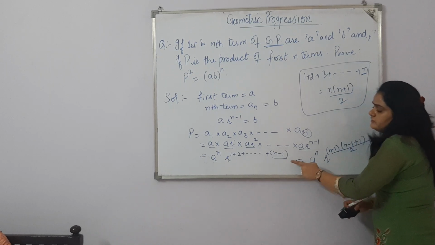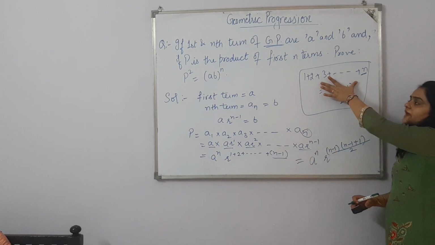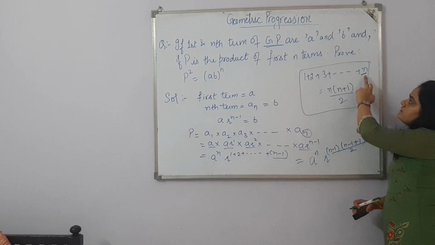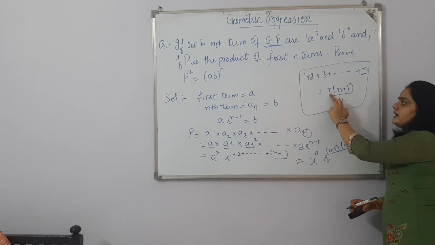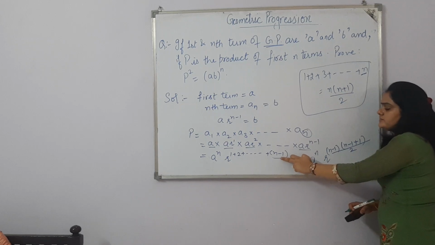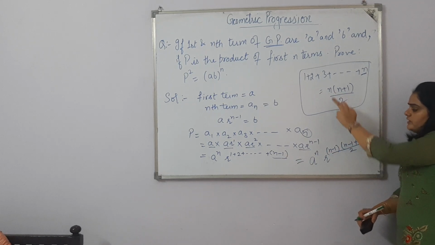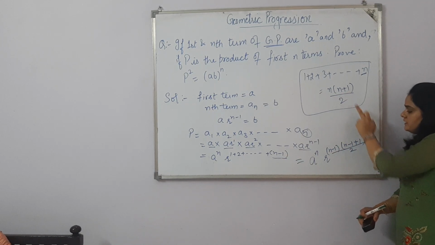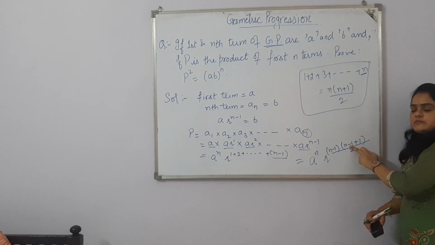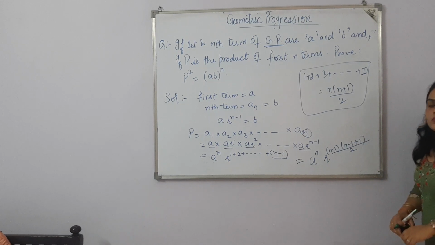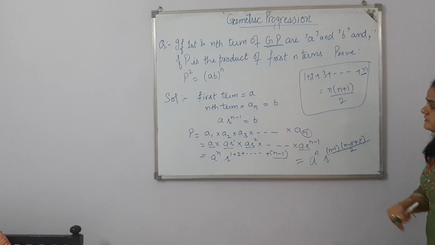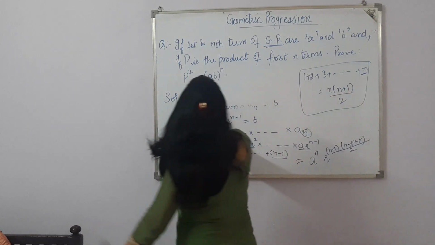1 plus 2 plus 3 and so on up to n minus 1. We'll apply this very result here. The last term here is n, so we have written n here, but here the last term is n minus 1. So in place of n, we have written n minus 1. Again, in place of n, we have written n minus 1 plus 1 by 2. Hope this step is clear to you. Now, we'll go further.